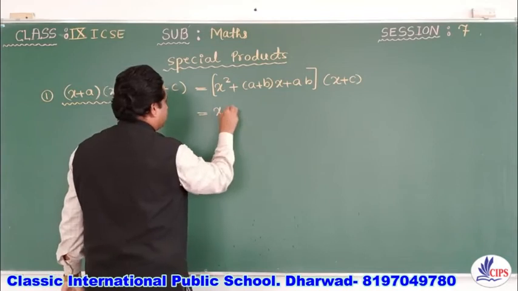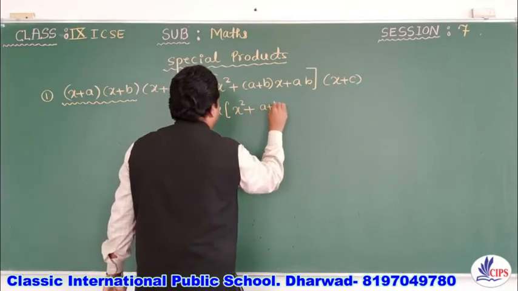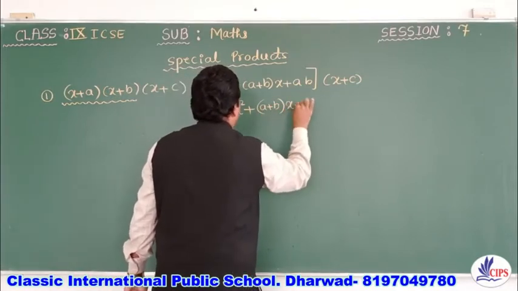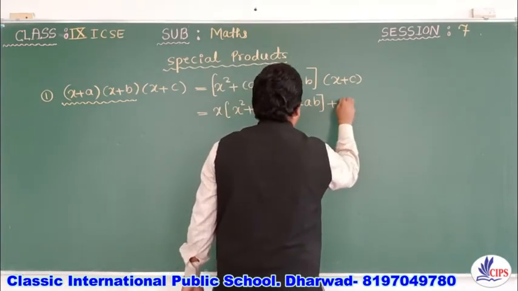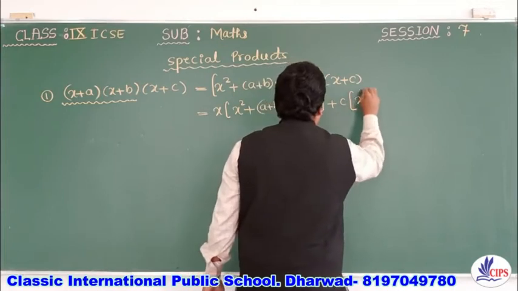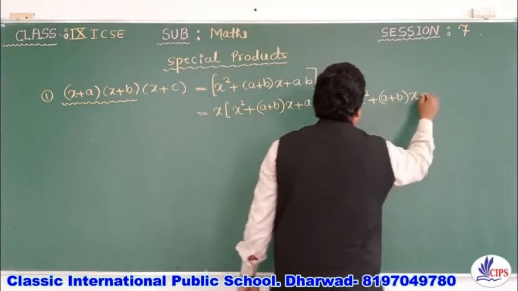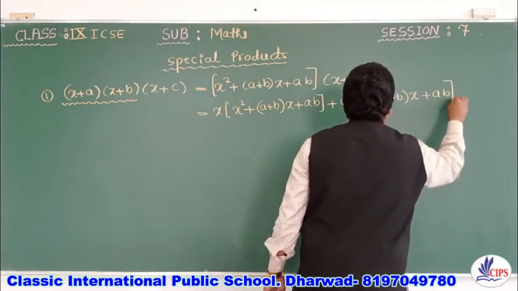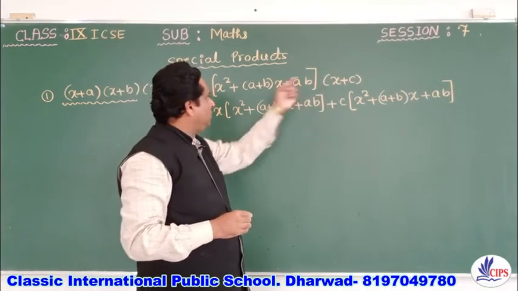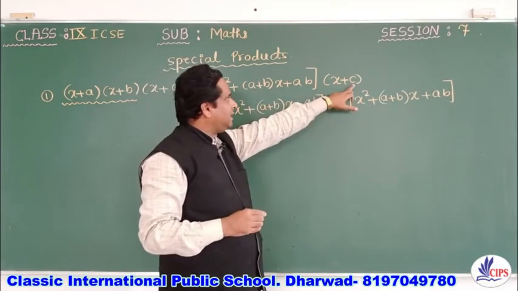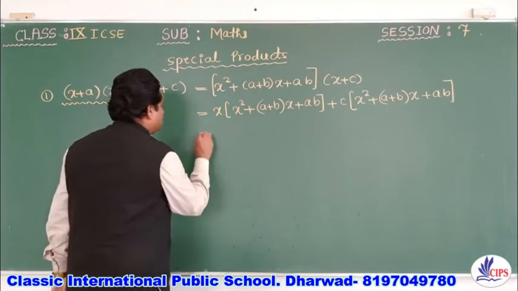I will take x into [x² + (a + b)x + ab], right? Then plus c into [x² + (a + b)x + ab], right? Yes, this is how we are multiplying. Take the first term, multiply to the full bracket, take the second term, multiply to the full bracket, right? See here how I am multiplying this one.